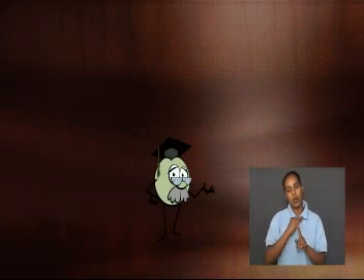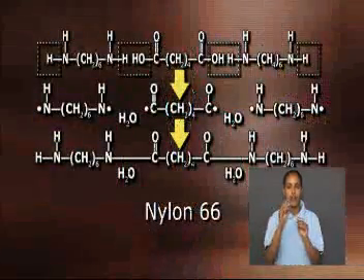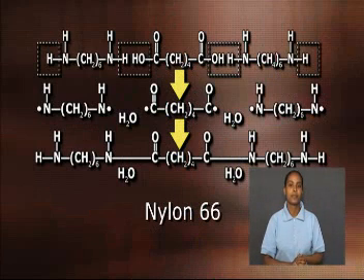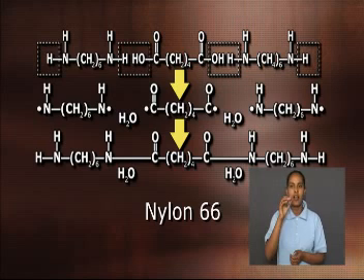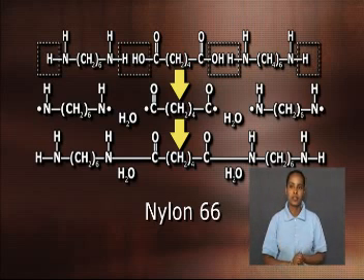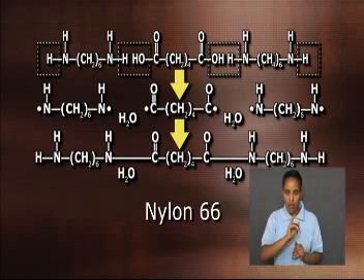Let's get back to our lesson. Hello again. I hope that you were able to accurately recall the chemical equation for nylon. This is the correct equation. As you can see, hexamethylene diamine is condensed with adipic acid to form nylon 6,6. Does this equation look like yours? If so, great work.